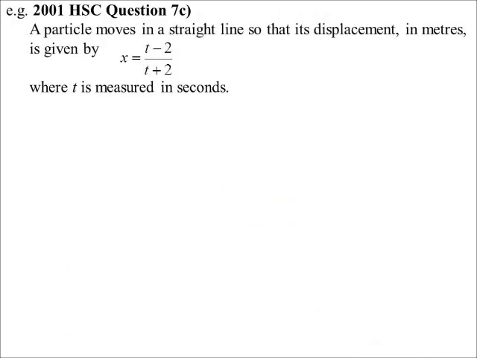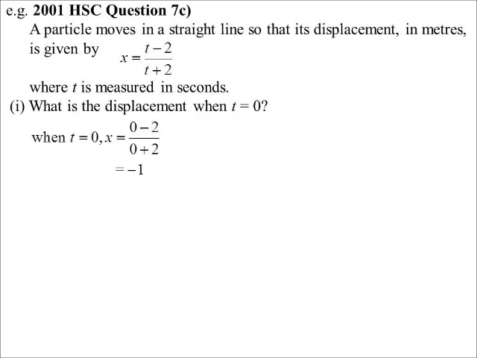Let's look at some actual HSC ones. Now, there's a two-marker one, I guess. I think so. Particle moves in a straight line, surprise, surprise. Displacement in meters is given by this wonderful formula, x equals (t minus 2) on (t plus 2). t is in seconds. First question, what's the displacement when t equals 0? So nice, easy gift question to start off with.